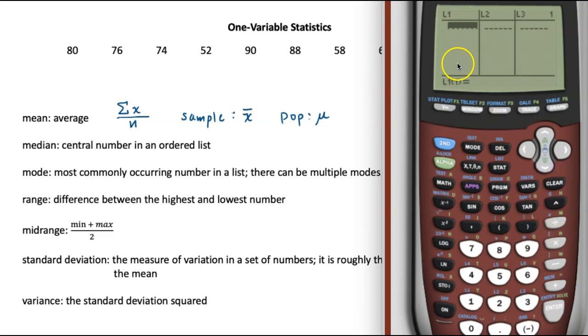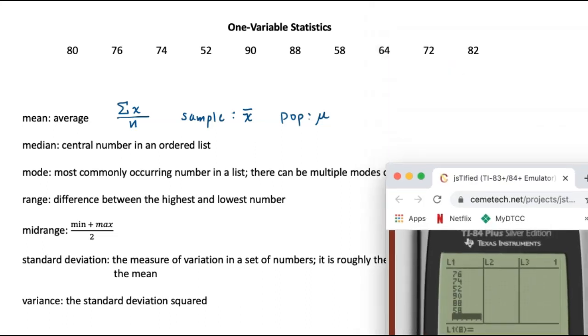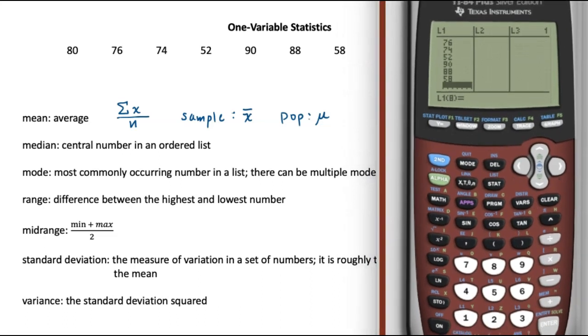So now that I've got an empty list, I'm just going to enter this data in the order I see it. So I've got 80, 76, 74, 52, 90, 88, 58, 64, 72, and 82.